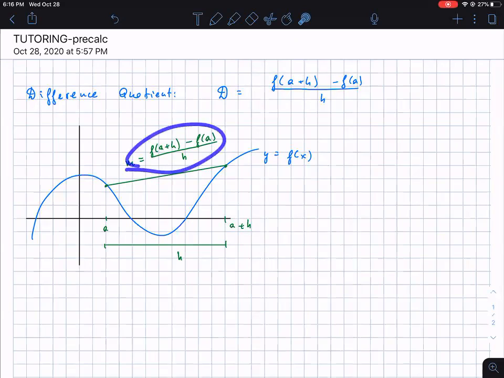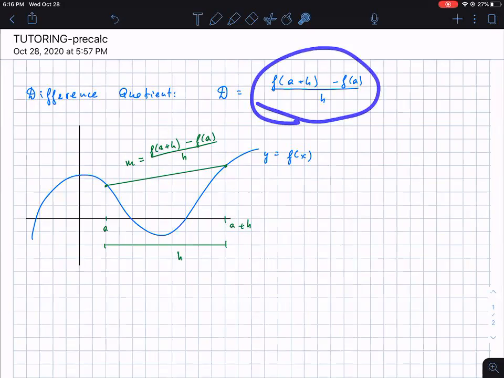So this is clear. This is the slope. Now this really has a meaning. This is just the slope of the function f between the points a and a plus h, between x equal to a and x equal to a plus h. So that makes sense. Now, why do we care?